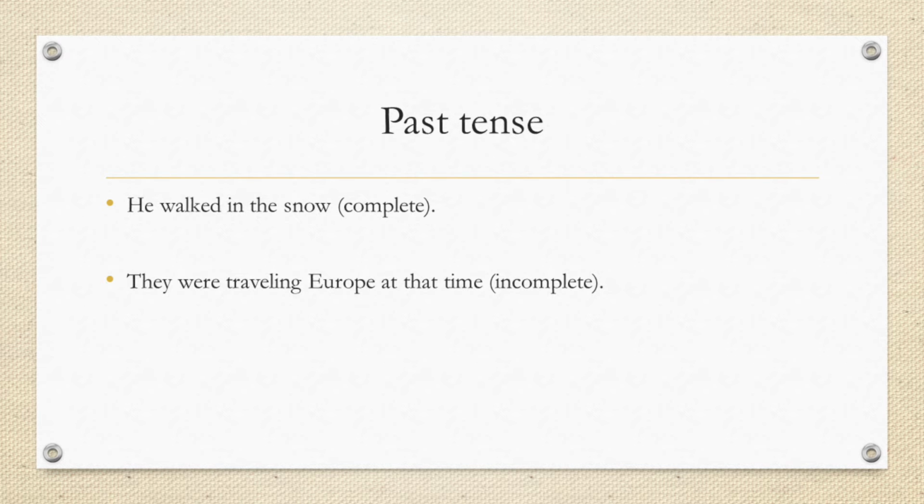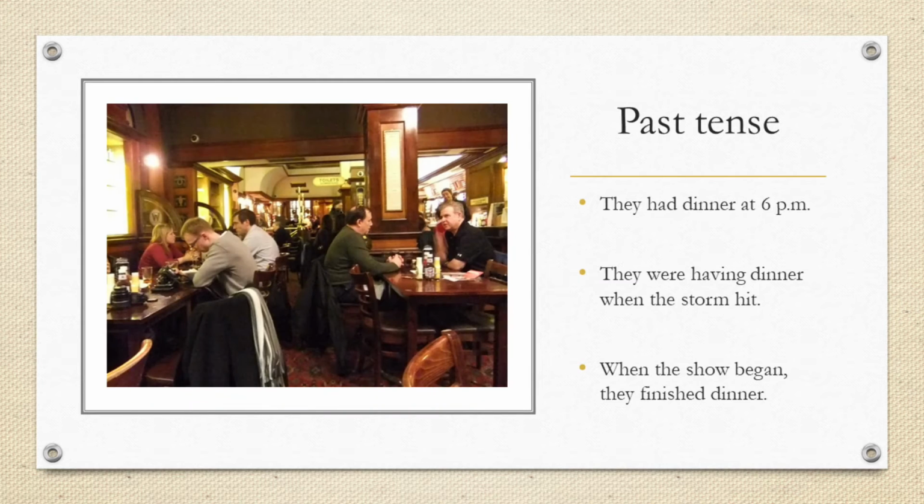These are two other examples. Look at the people in the restaurant. We can say they had dinner at 6 p.m., which is something that happened and finished. It's done. Whereas I can say they were having dinner when the storm hit. In this case, we're going to begin using these subordinating conjunctions or clauses, which help us structure the sentences that we're using. So when they were having dinner, the storm hit. So it's two situations that are happening at the same time.